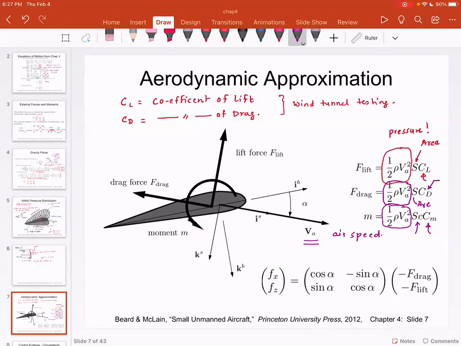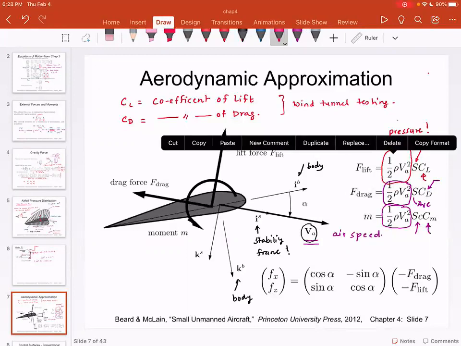One important observation before we proceed any further is I want you to notice the frame. Please note, this is the body frame. Now, if you look at the VA, it is expressed in the stability frame. And what has happened in this particular case is that lift force and drag force, which depend on VA, are expressed in the stability frame as well. This is a very important observation, and I want you to note this.